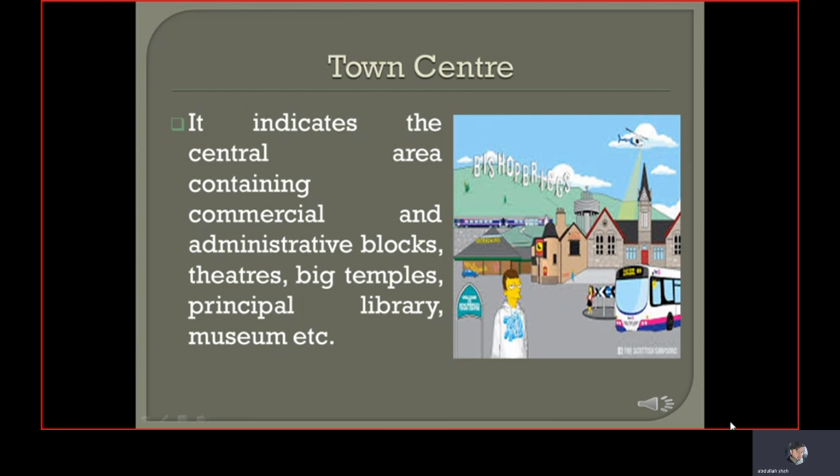Town center. A town center is a central place of town where people can meet for various purposes like social, business, shopping, and civic activities. It is often also the geographic center of the town and it is well connected to the other parts of the town. Usually, a town center contains administrative and commercial blocks, museums, theaters, and big temples as well.